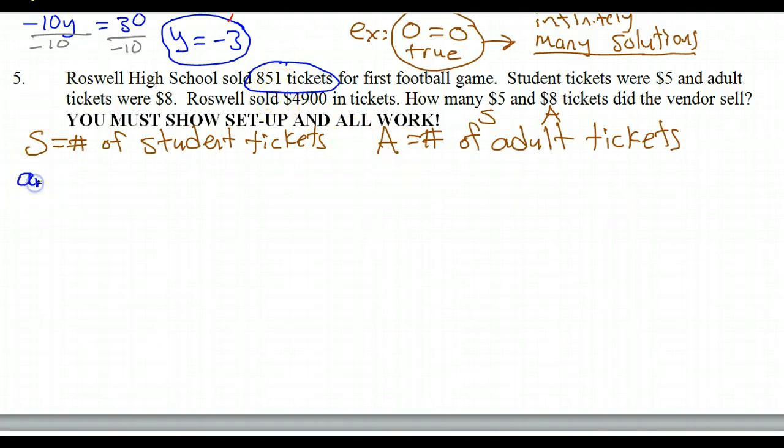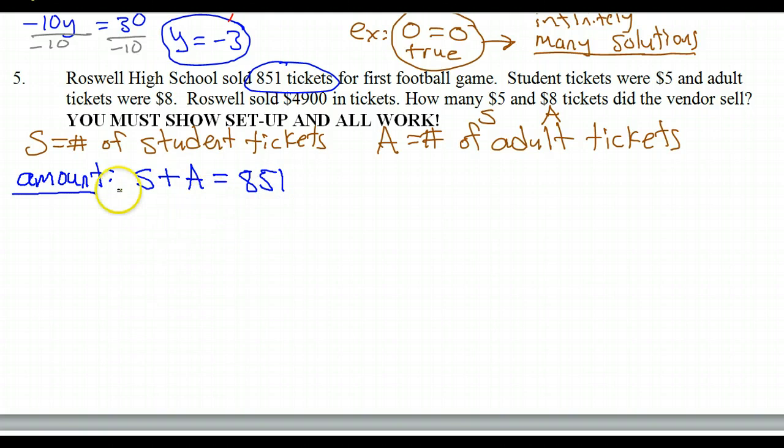So what we have here is an amount equation. Because the one kind plus the other kind has got to equal the total amount. All right, it's a simple little equation, but there it is.